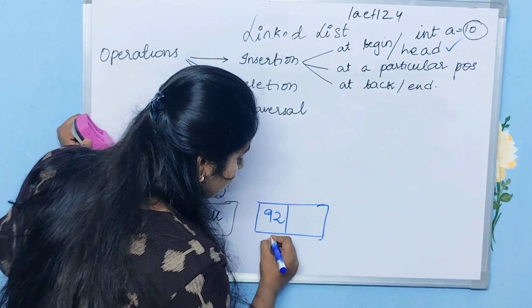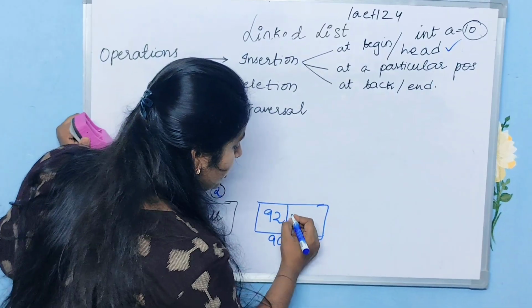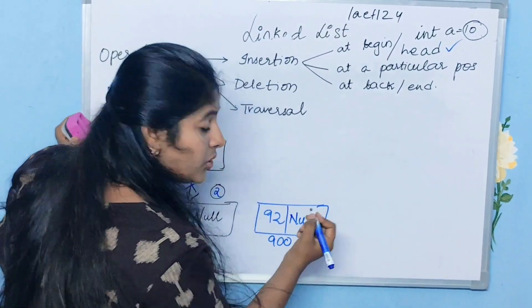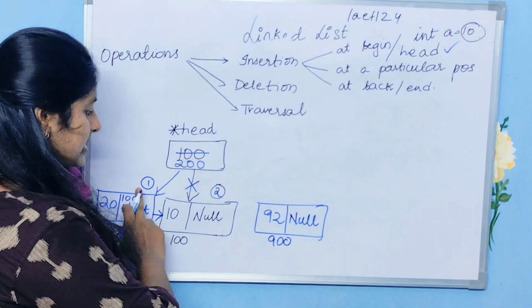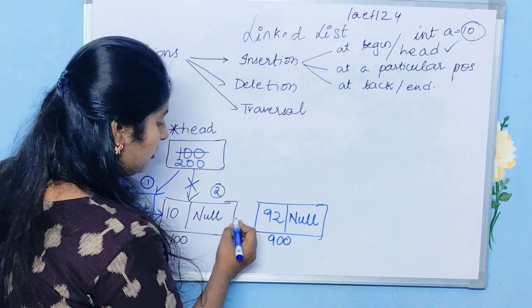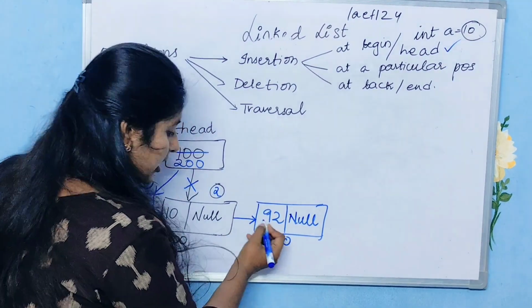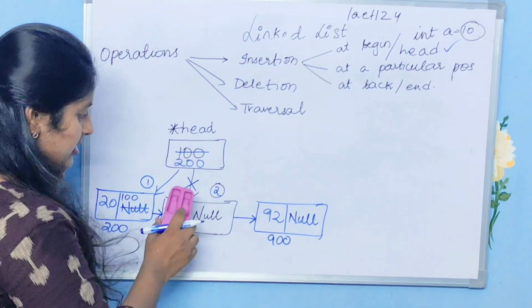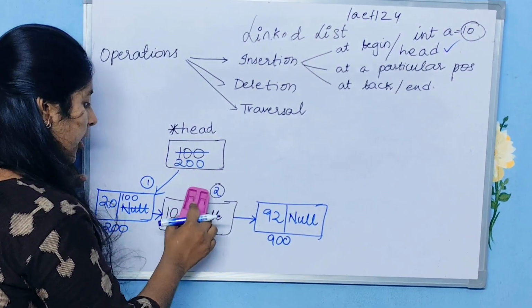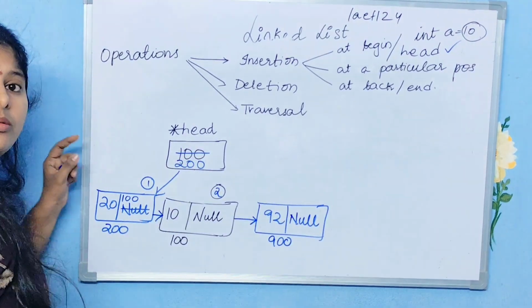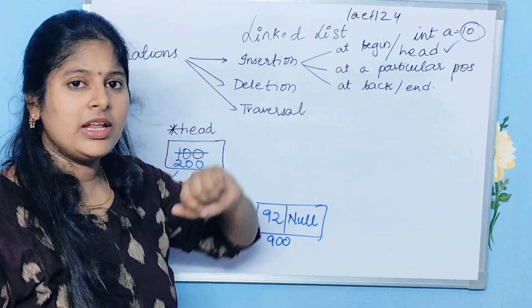92 and it is stored in the address 900. So initially there are no elements, so I've taken it as null. Okay. So my first element, second element and third element. So I've established a connection. Here my front value won't be changing, because I did not add an element at the head, or at the beginning of the list.